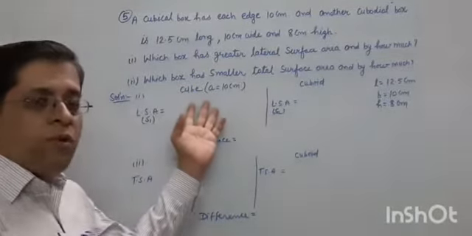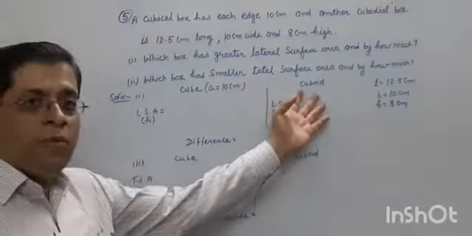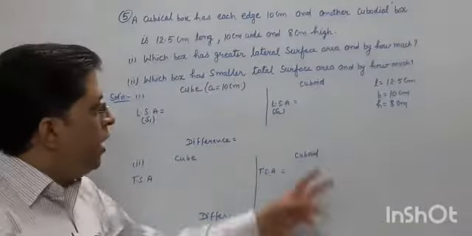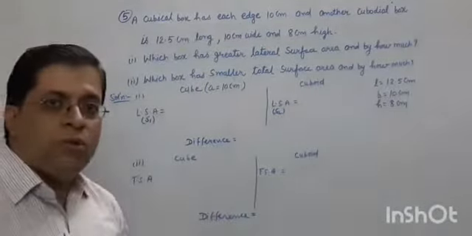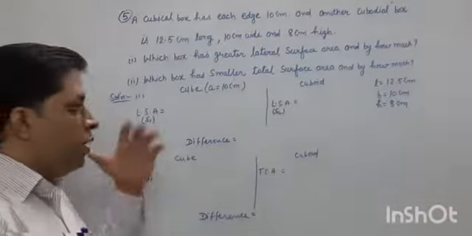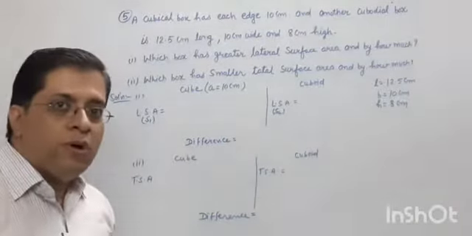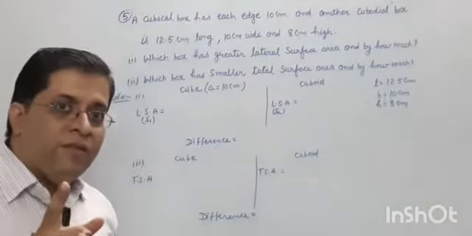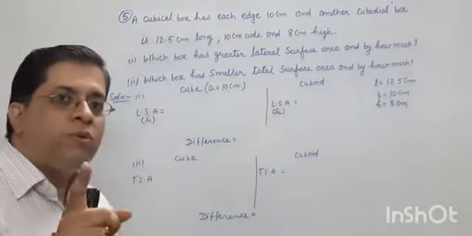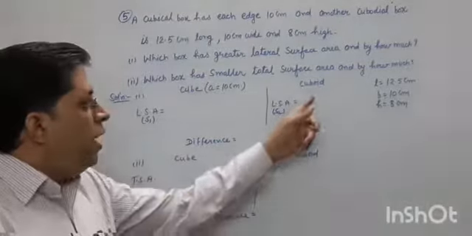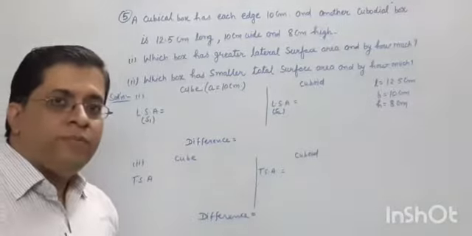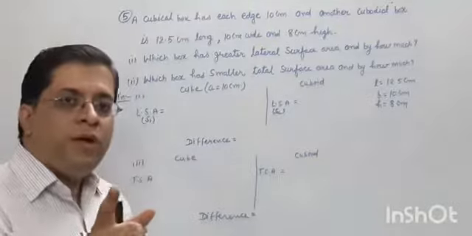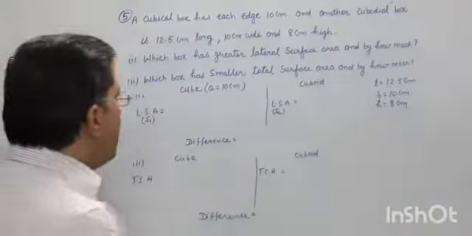We have one cubical box and one cuboidal box. Cubical box side is given to you, that is A, and cuboidal box L, B and H is given to you. Let us find what is LSA of cube. LSA of cube is 4 into side square. Very good. And what is LSA of cuboid? LSA of cuboid is 2 into H in bracket L plus B.